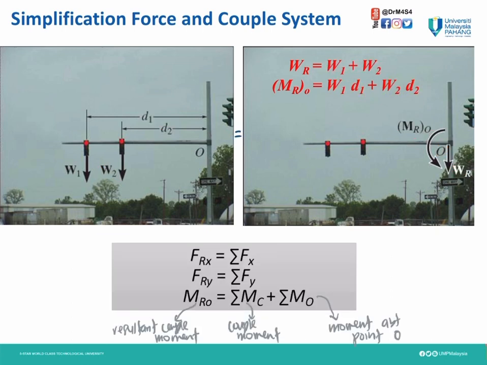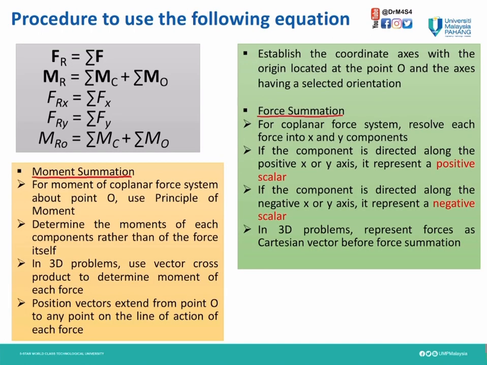In this system, we can use these three equations, where the first one is FRx equal to the summation of Fx, and FRy is the summation of F in the y direction. While for MRO, that is the resultant couple moment, equal to the couple moment MC plus the moment at point O. So here, please do read about the force summation and also the moment summation. That is the procedure we are going to use.